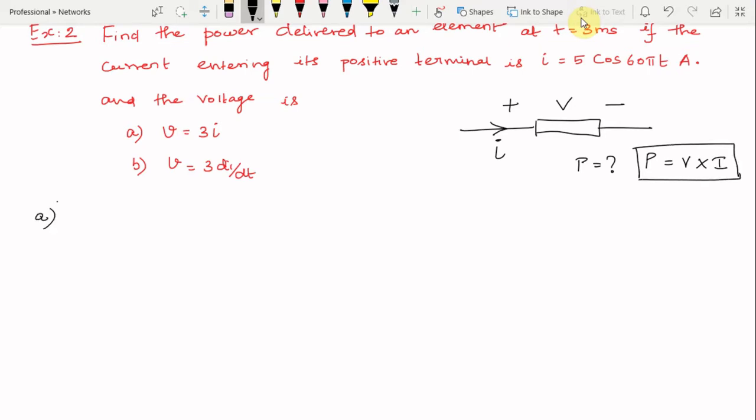First we will solve the first condition, that is V is equal to 3 into I, which gives 3 into 5 cos 60πt amps. So that will give the expression for the voltage as 15 cos 60πt.